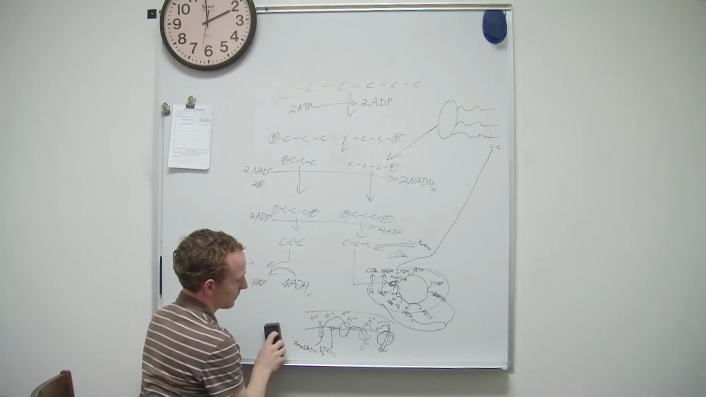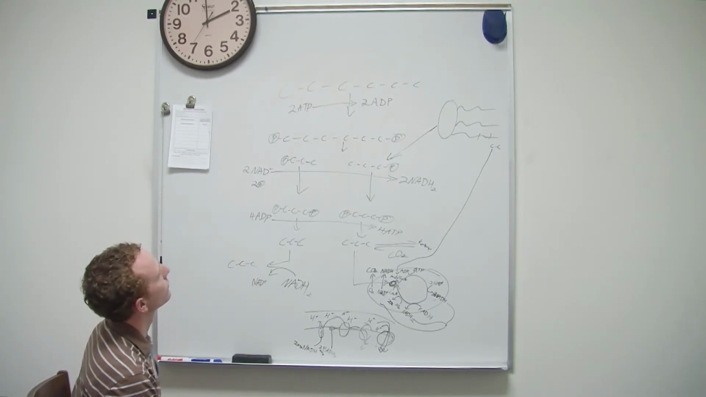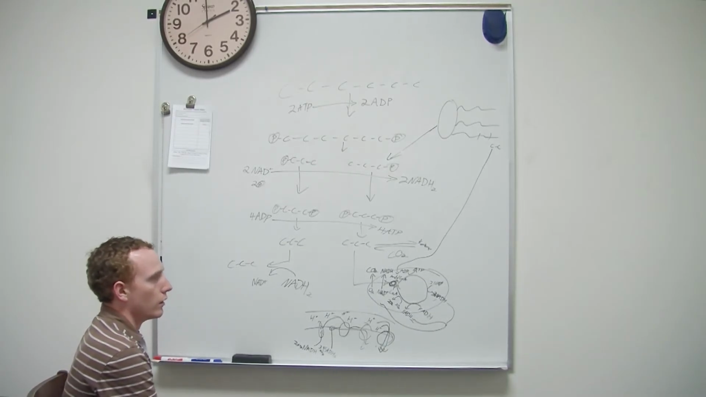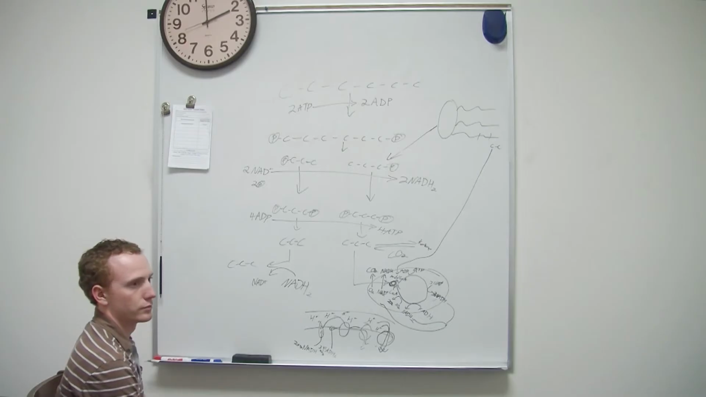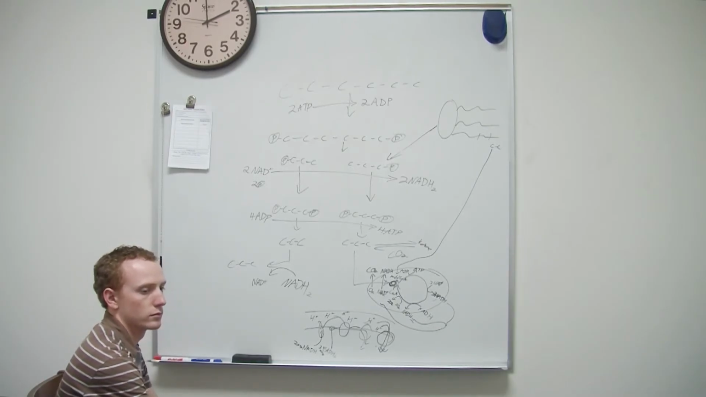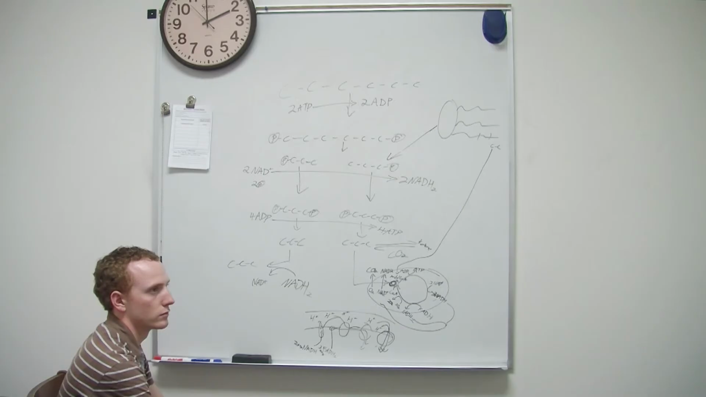Right. And so you produce 2 ATP from glycolysis. You produce 2 ATP from the citric acid cycle or Krebs cycle, so that's 4, and then you produce 34 from the electron transport chain per glucose, because each pyruvate produces 3 NADH.